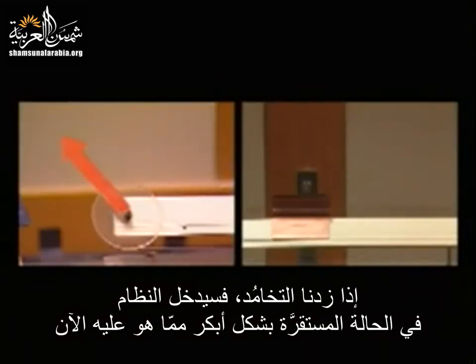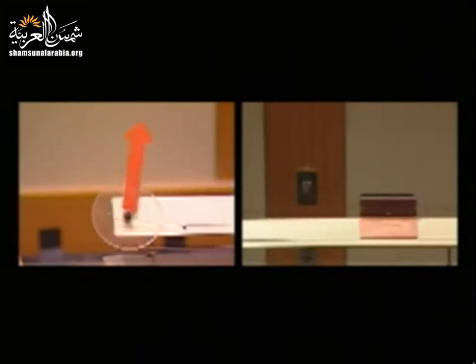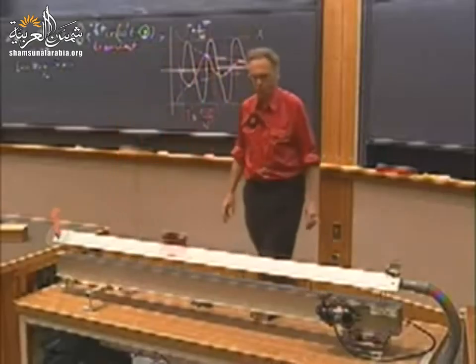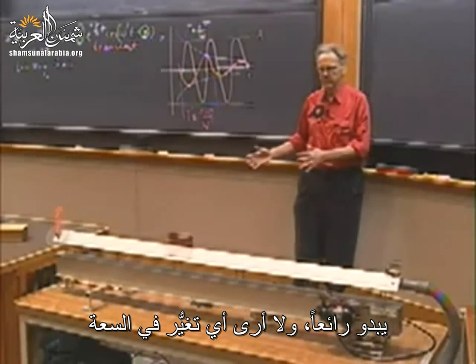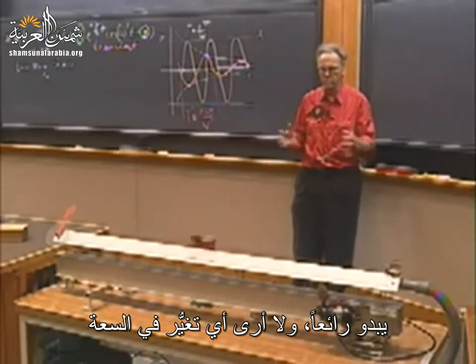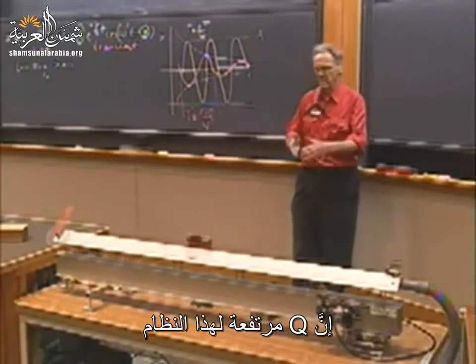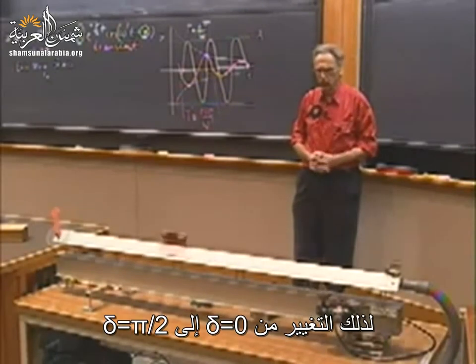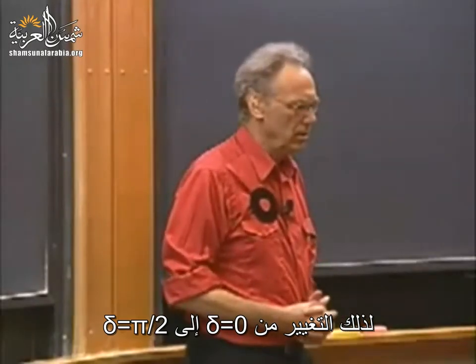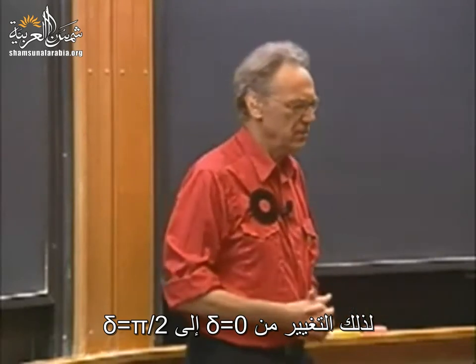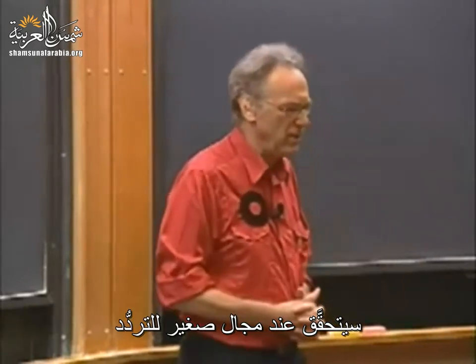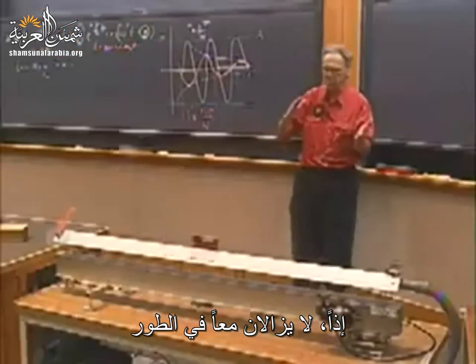If you increase the damping, this would happen, of course, earlier, that you go into the steady state solution. Looks great. I don't see any change anymore in the amplitude, so that's the A that you have there, capital A, and they're nicely in phase. It's a very high Q system, so the change to go from delta 0 to delta pi over 2 at resonance takes place over an extremely narrow range of frequencies, so they're still in phase.